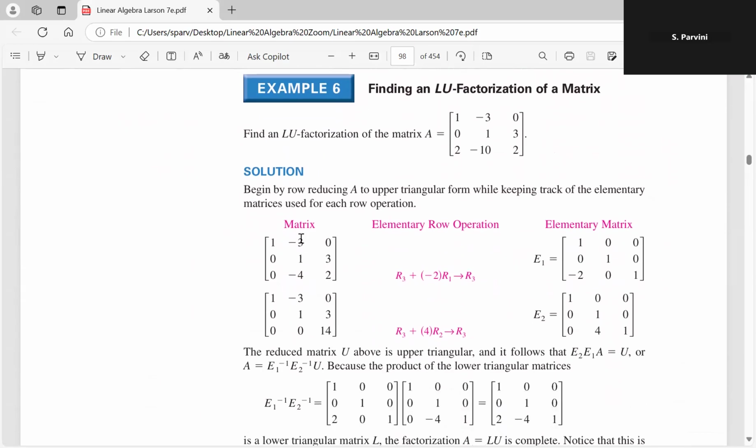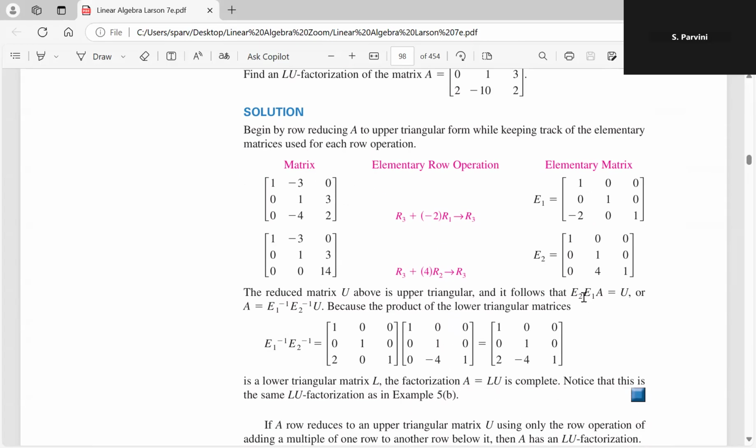So you're going to row reduce the original matrix, and here is your upper triangular matrix, right? We have numbers above the diagonal. So this is the U part. The reduced matrix U above is upper triangular. And then you keep track of elementary matrices here. Now, if you do E2, E1 times A, you get the upper triangular.